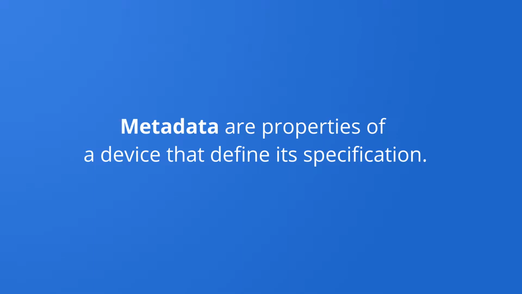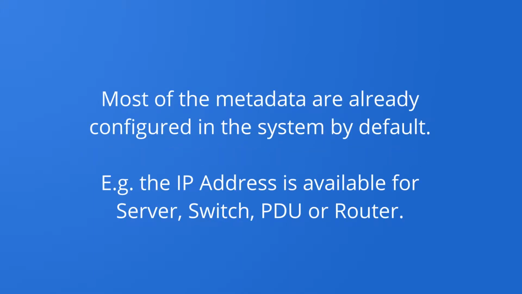Metadata are special properties that can be unique for each device. Most of these properties are automatically assigned to the appropriate device types as soon as the system is installed. For instance, the IP address field is created automatically in the system and assigned to the types that physically have an IP address. Examples of this type of devices are server, switch, PDU, or router.